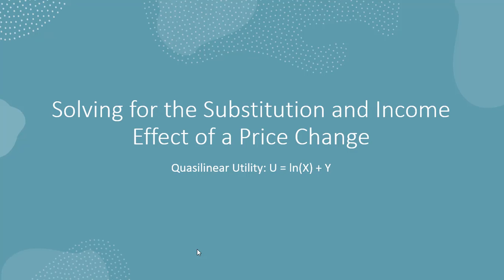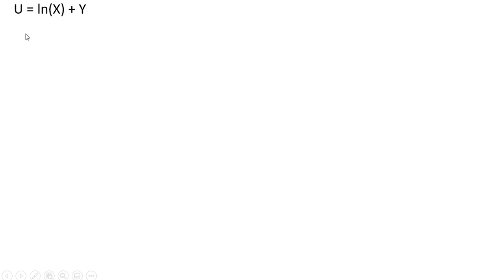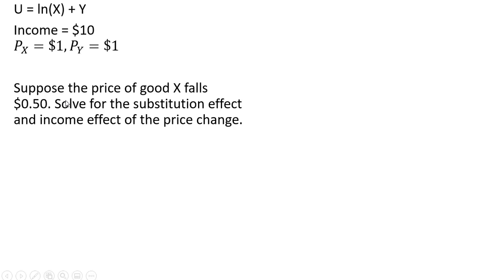Hello, in this video we're going to use a quasi-linear utility function and then derive the substitution and income effect of a price change. Here is our quasi-linear utility function. The consumer has income of $10 and the price of each good is currently $1. Suppose the price of good X falls to 50 cents. We want to solve for the substitution effect and income effect from this price decrease.